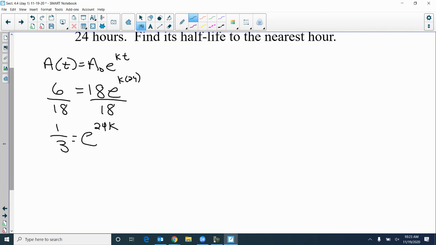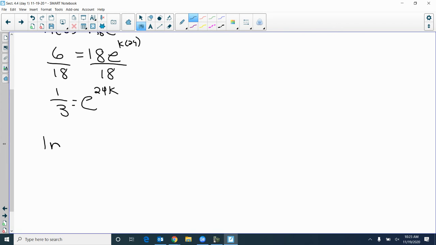Equals e to the 24K. Make that 1/3. All right, now, remember what we do. This is where we convert to natural log form. When you've got e to a power equals something, we convert to natural log form. So that is going to be the natural log of 1/3 equals 24K.